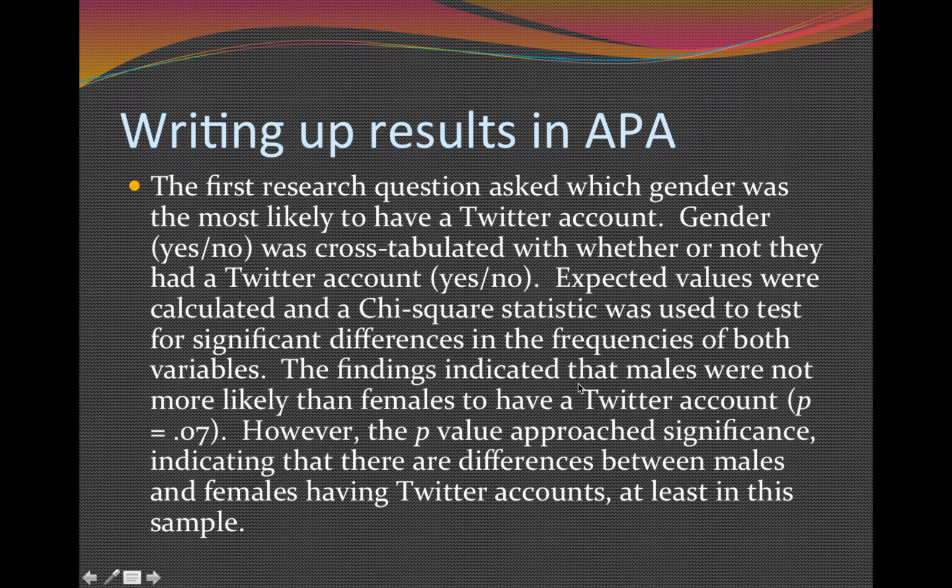The findings indicated that males were not more likely than females to have a Twitter account. And we put p equals 0.07 because that approaches significance. However, the p-value approached significance, indicating that there are differences between males and females having Twitter accounts, at least in this sample. So that could be a future research recommendation. You might test this hypothesis again with a larger sample.